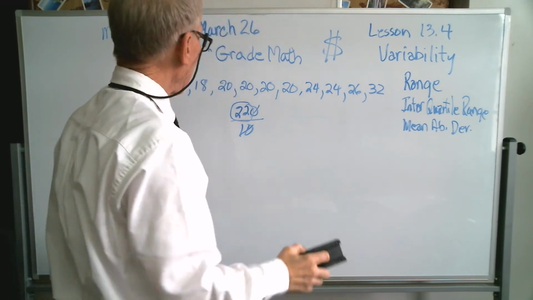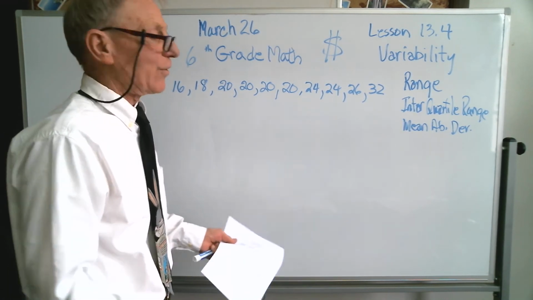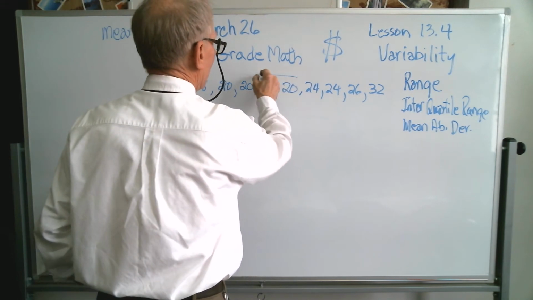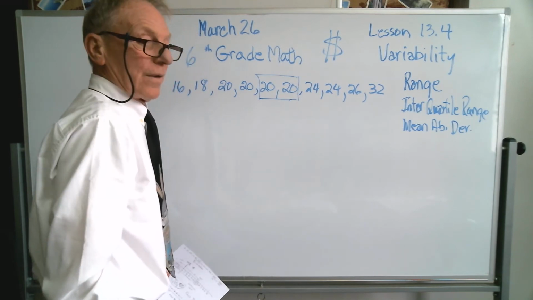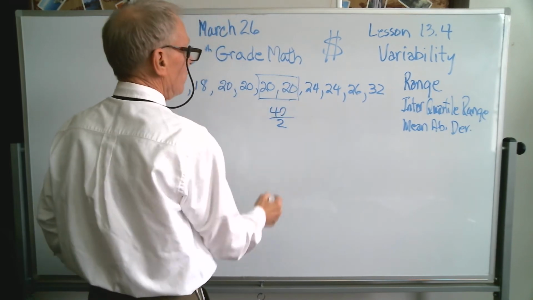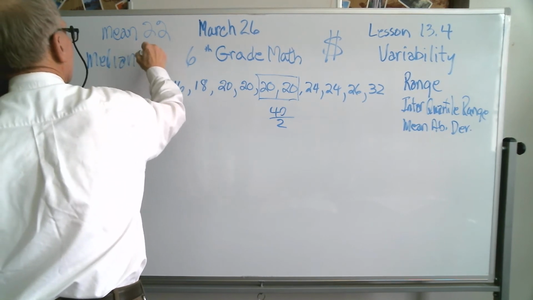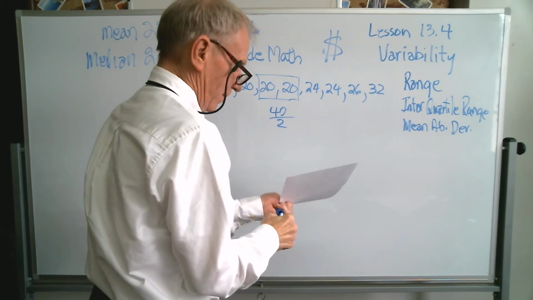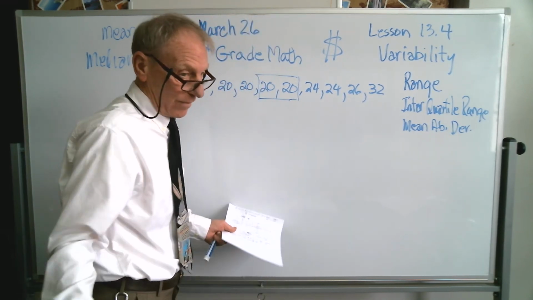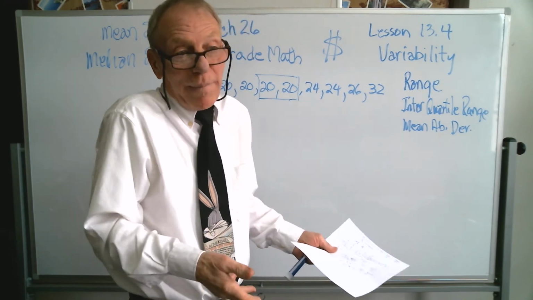Now, just for practice, let's get the median. Now there's 10 numbers. So that means you got to go to the two middle numbers. And those two middle numbers are right here. Two 20s. You add those together, that's 40, divided by how many of them there are, 2. So that means your median is 20. The mean and the median are not hardly ever the same. They're usually different. So that's why we have a mean and a median.